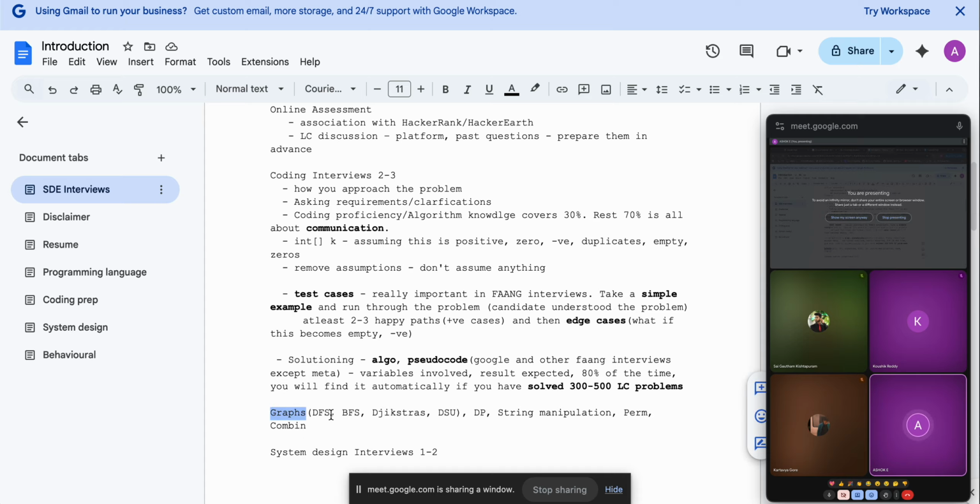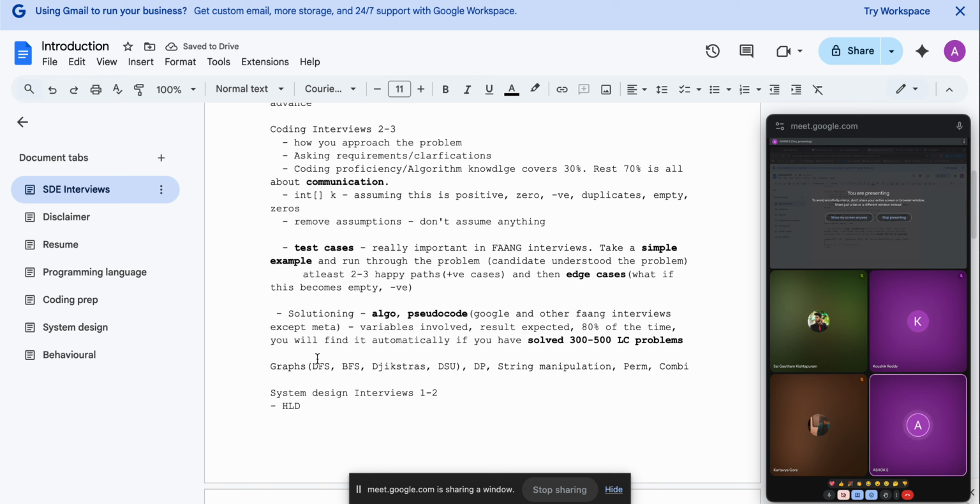So the thing is, as I mentioned, 300 to 500 is not a strict number. Some people find their way within 200 problems. It differs from person to person, right? 300 to 500 is a ballpark number, so you might get it very quickly as well, right? So essentially what I'm telling is, once you complete the problem exploration, that is removing assumptions and then exploring the test cases, the solutioning should become very easy to you if you have solved enough number of LC problems, right?